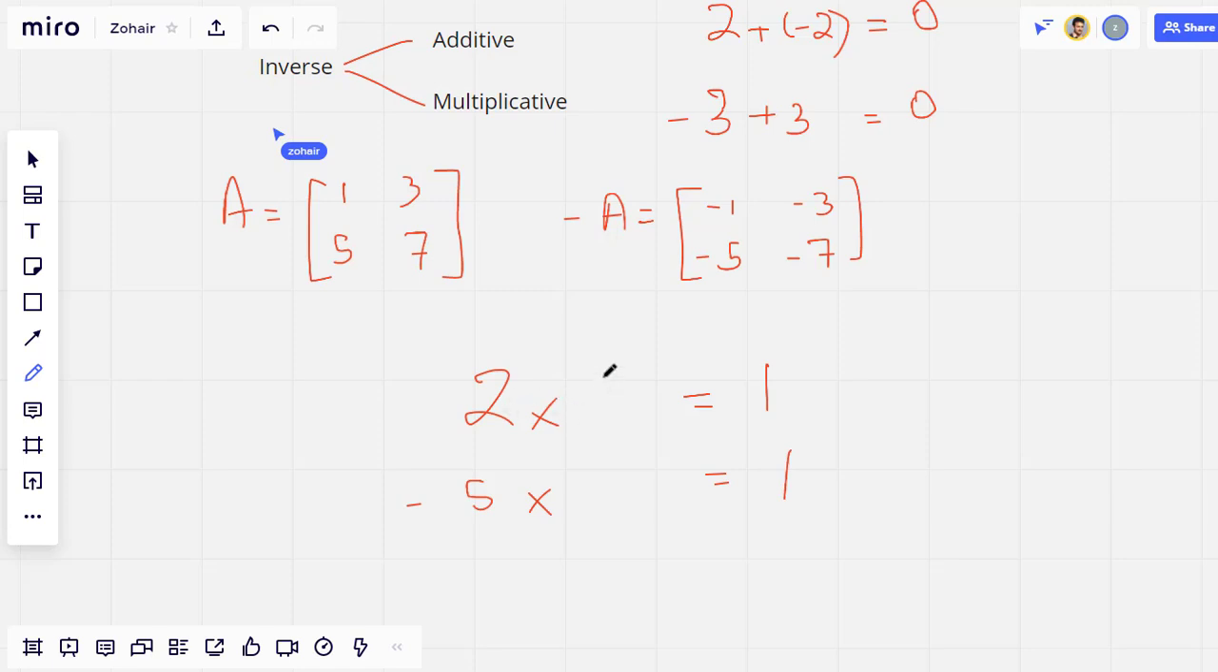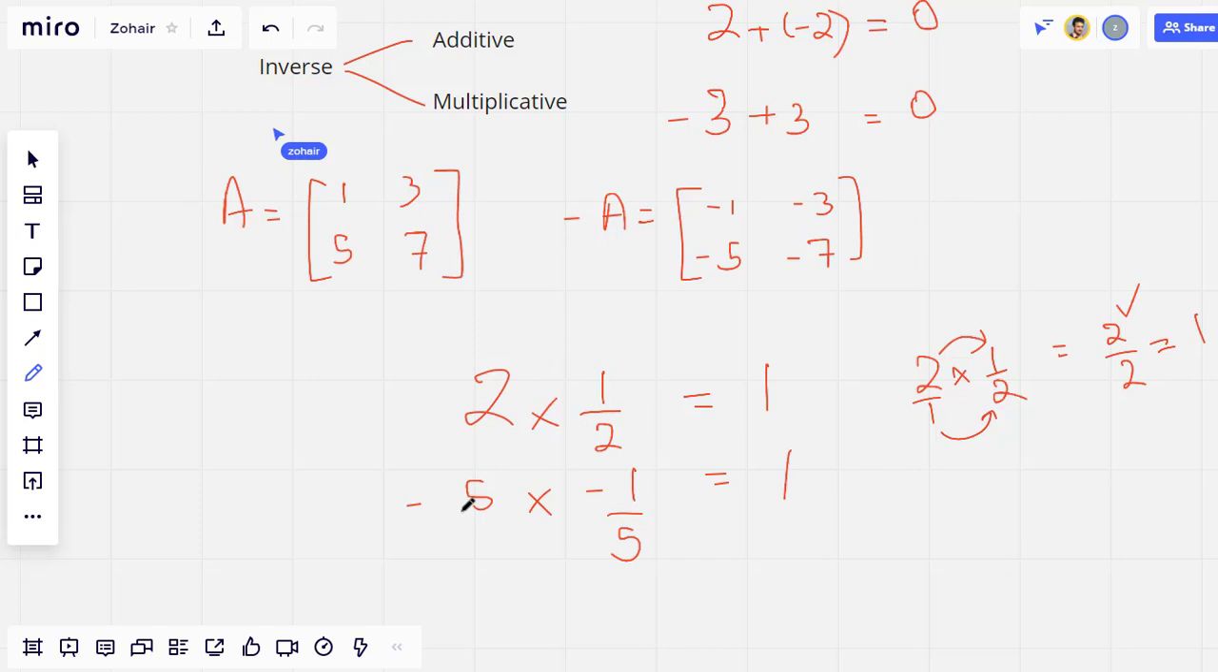So now for 2, the multiplicative inverse would be 1 over 2. For minus 5, the multiplicative inverse would be minus 1 over 5. Now you see 2 times 1 over 2 equals 2 by 2. Why? Because there is 2 underneath this 2. We multiply the numerator with the numerator, 2 times 1 is 2. We multiply the denominator with the denominator, 1 times 2 is 2 again. And 2 by 2 is 1. So that's true. For 2, the multiplicative inverse is 1 over 2.